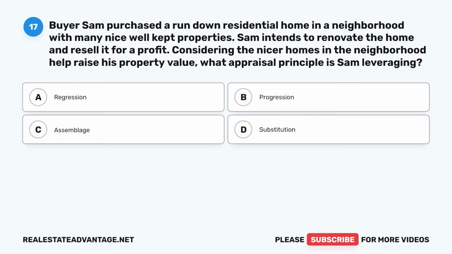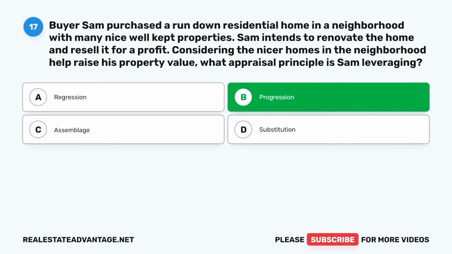Question 17. Buyer Sam purchased a rundown residential home in a neighborhood with many nice, well-kept properties. Sam intends to renovate the home and resell it for a profit. Considering the nicer homes in the neighborhood help raise his property value, what appraisal principle is Sam leveraging? A. Regression. B. Progression. C. Assemblage. D. Substitution.